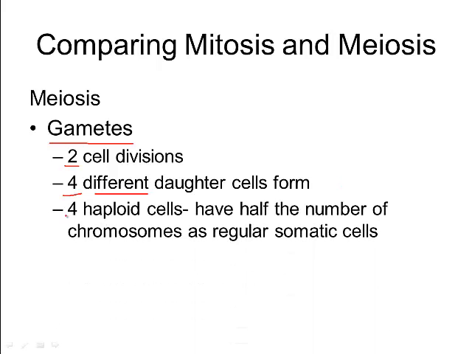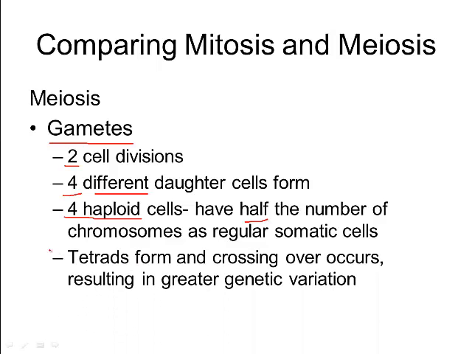Okay. And the cells that you're going to get at the end are going to be haploid cells. So they have half the number of chromosomes as your regular somatic cells. Okay, so your somatic cells in your body have 46. These guys are going to have 23 because that's what you're going to pass on to your offspring.